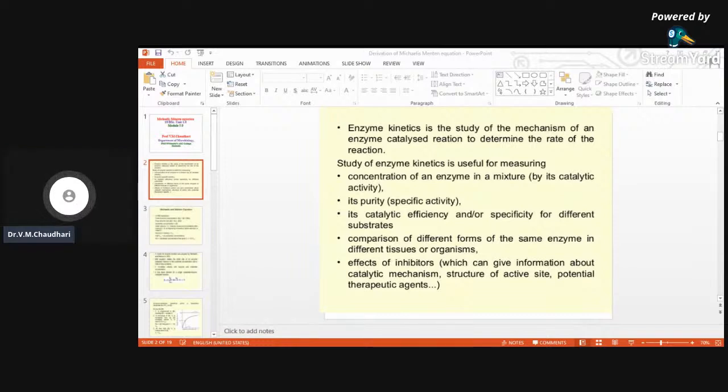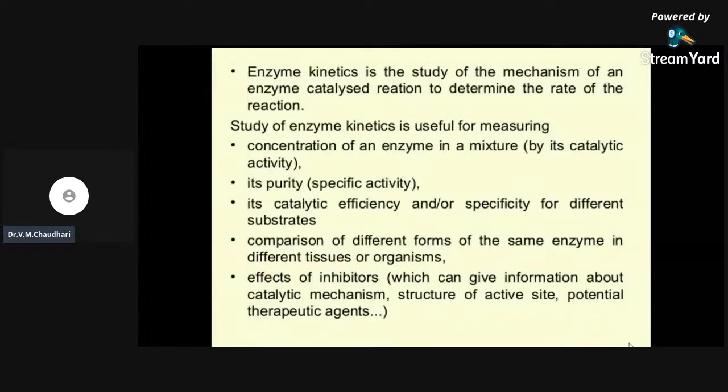Okay. Are you able to see the PowerPoint? If you are able to see PowerPoint, then there is no problem about my visibility. Yes or no? Are you able to see the PowerPoint presentation? Okay.